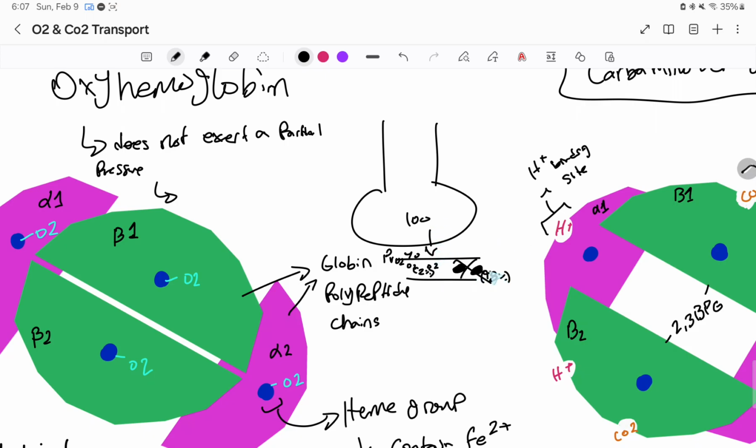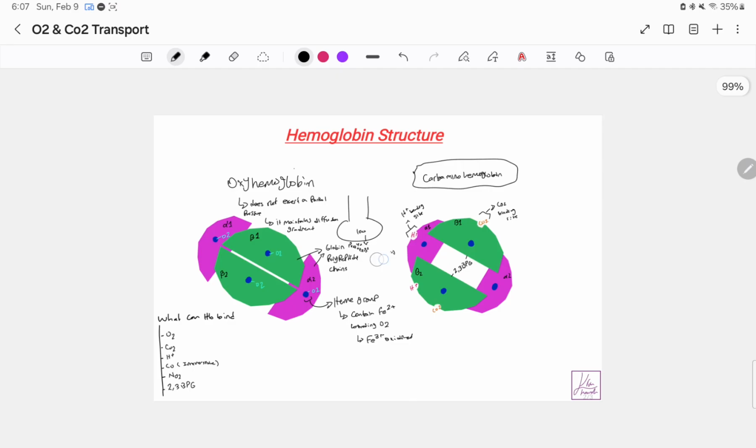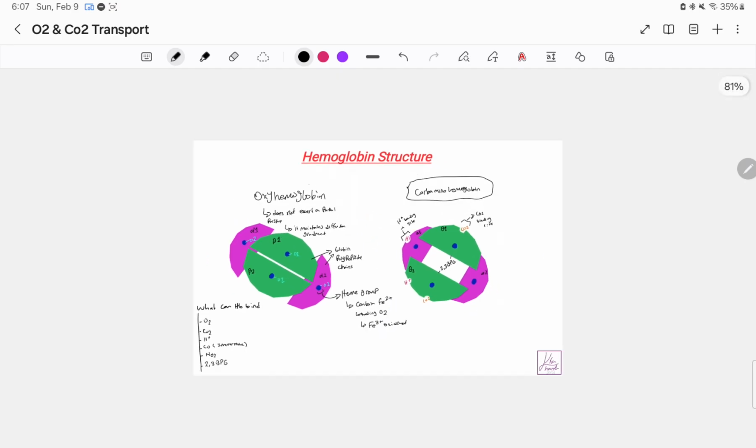So the fact that this hemoglobin exerts no partial pressure is a great thing, okay? It maintains the diffusion gradient. That's great. So that's everything on the hemoglobin structure part of it, okay?